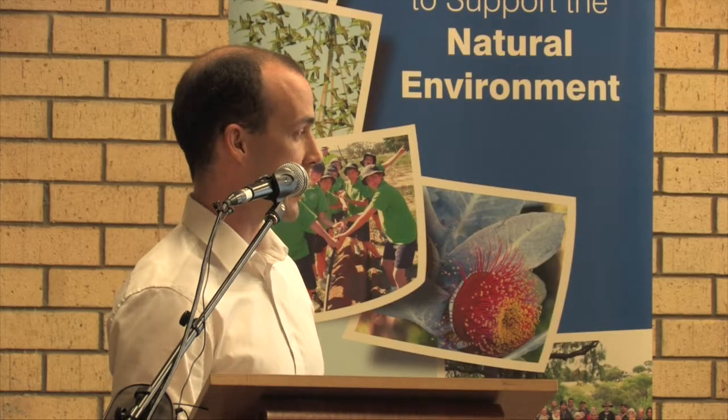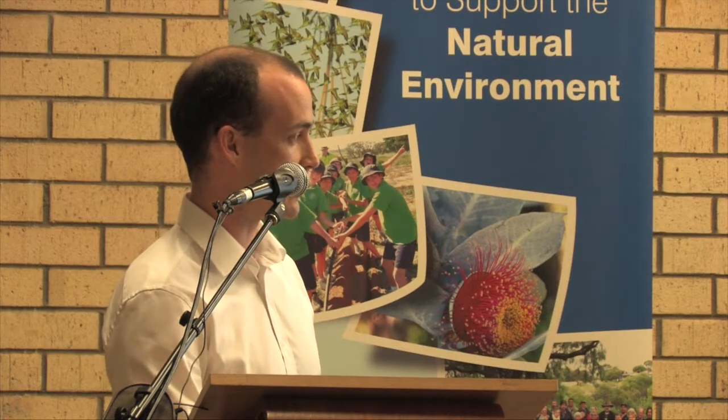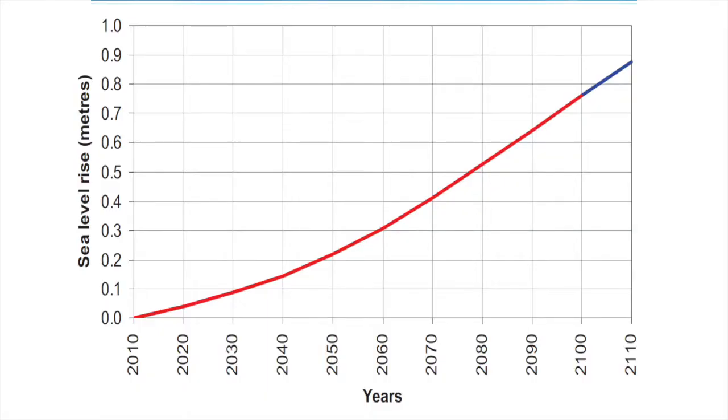So this plan, Mike referred to it before, but this is what the current state coastal planning policy is based on. So this is the projected sea level rise allowance that needs to be incorporated into coastal planning in WA. So it starts out obviously at current sea levels. When we get towards 2110, we need to provide an allowance of about 0.9 of a metre. So we're accommodating a 0.9 metre rise in sea level over the next 100 years or thereabouts.